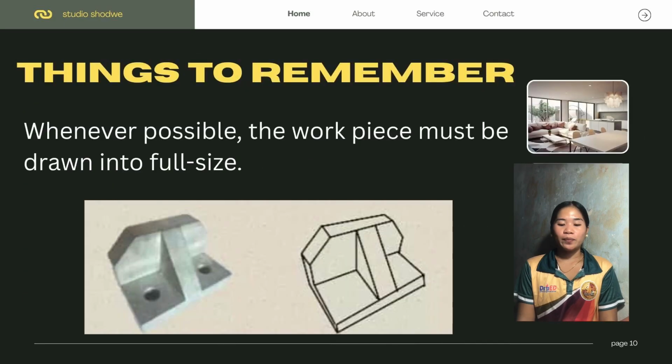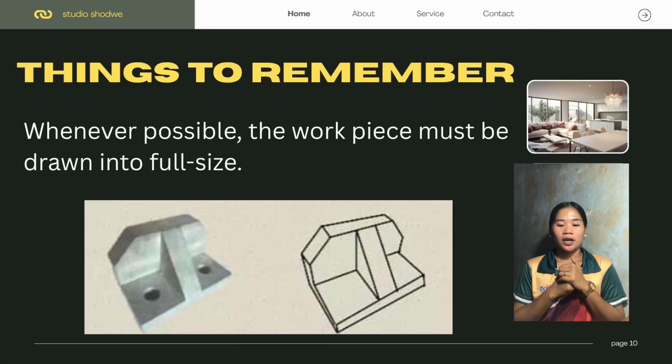Whenever possible, the workpiece must be drawn in full size. So, draw in full size when possible. If the object fits on your paper, draw it the same size as the real object. This makes it easier and more accurate.